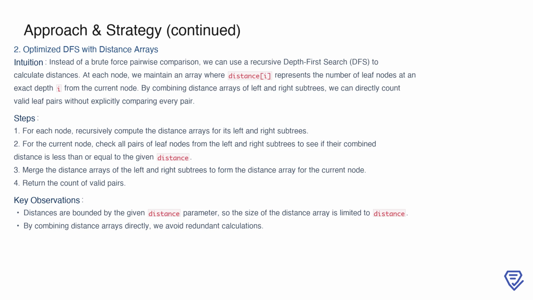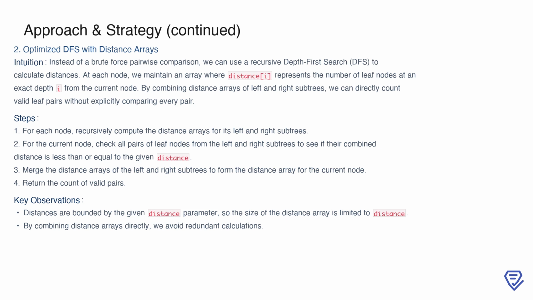By recursively computing these distance arrays for the left and right subtrees of each node, we can directly count valid leaf pairs by combining the arrays. Specifically, we check all pairs of leaf nodes from the left and right subtrees to see if their combined distance is less than or equal to the given threshold.